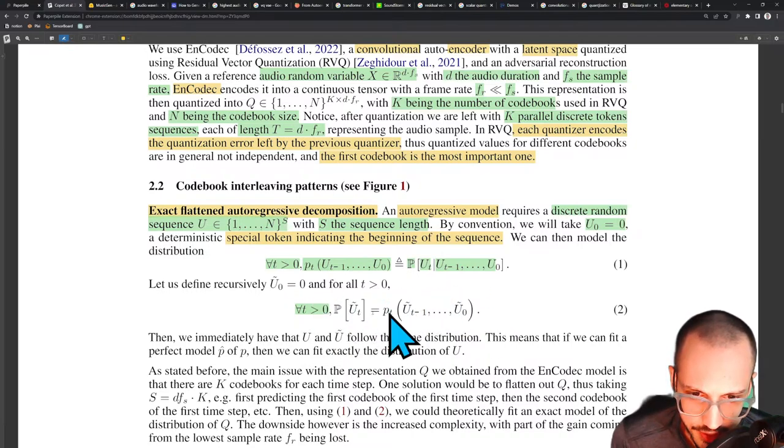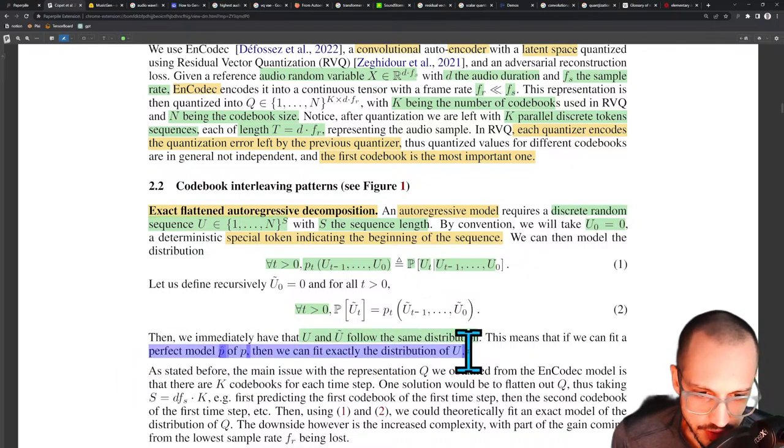And here they're basically just giving you the same thing. We immediately have that U and U tilde follow the same distribution. That means that if we can fit a perfect model P hat of P, then we can exactly model the distribution U. So why are they talking about distributions here?